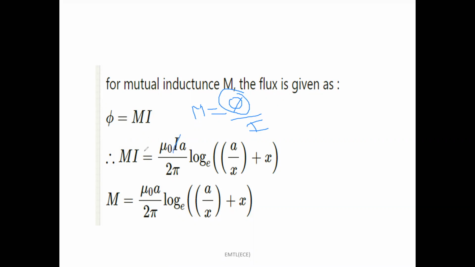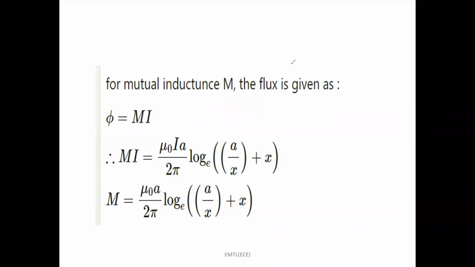So by cancellation of I on both sides, the expression for the mutual inductance between a current carrying straight wire and the square loop is expressed as mu naught a by 2 pi log of, by combining the x, (a plus x) by x. Here the value is 1. So this is the mutual inductance of a straight wire and the square loop.